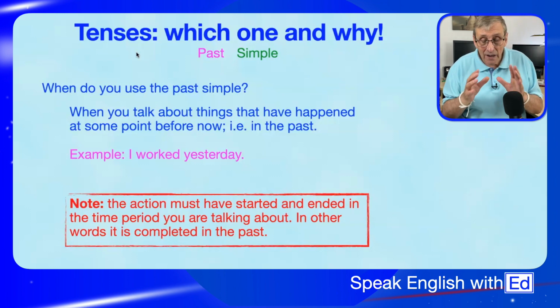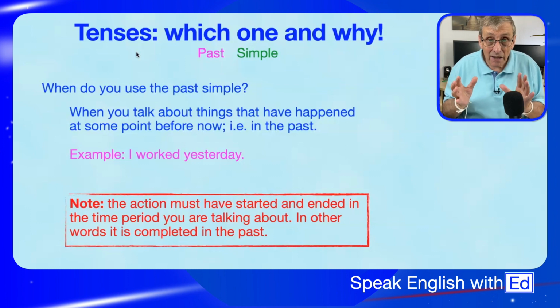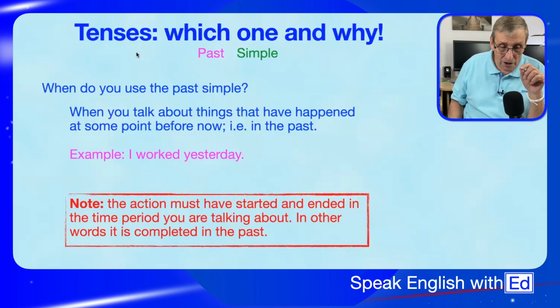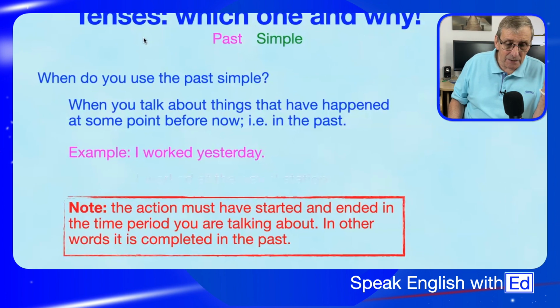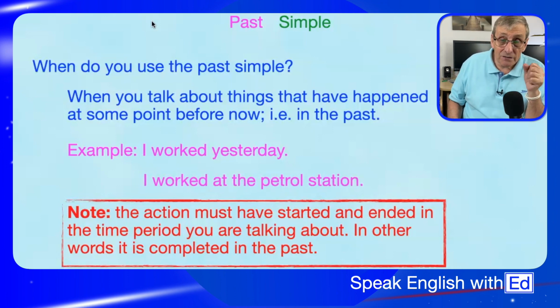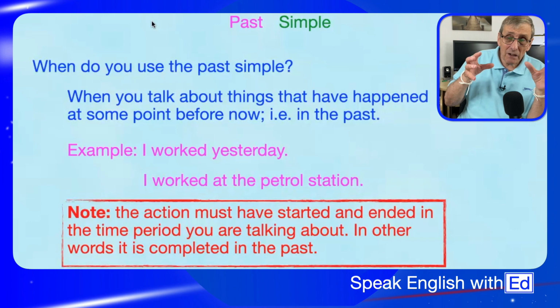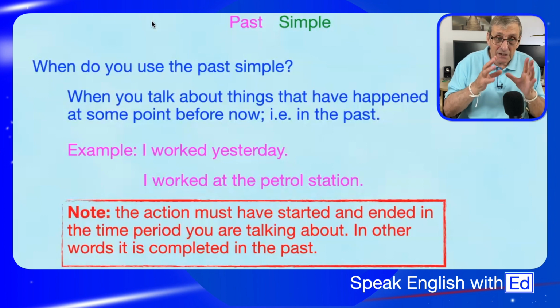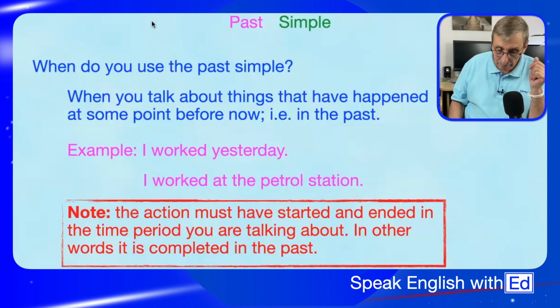We're in a new day and I might be working today, but that's not yesterday's work. So we can use a past tense, but it must be something that's completed, right? Or you could say, I worked at a petrol station. Now, this doesn't tell me exactly when you worked, but it's saying that in the past I worked. So this means that sometime before now to the beginning of time, I worked at a petrol station.